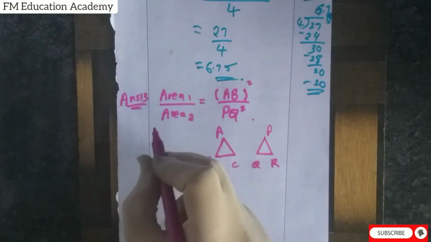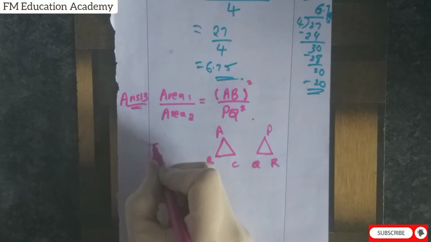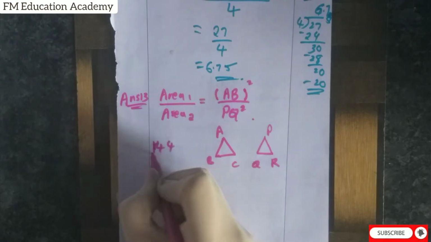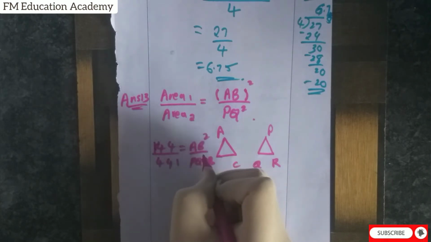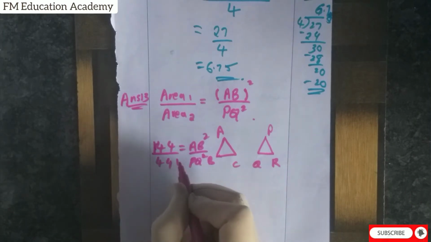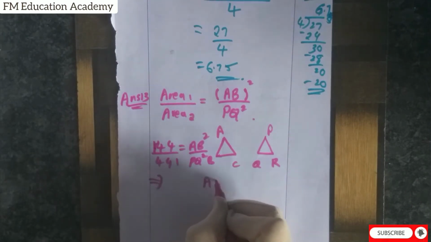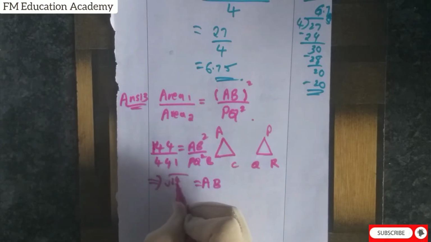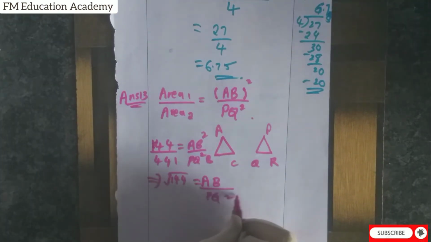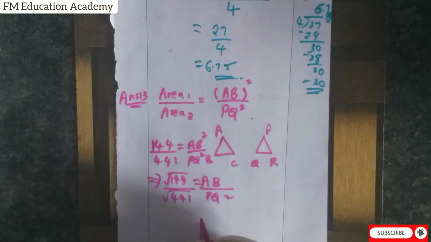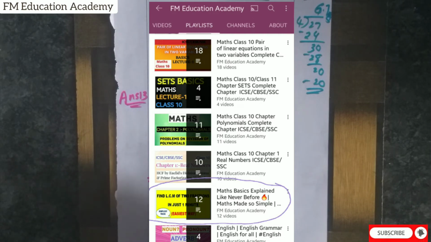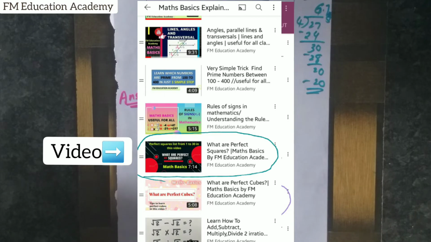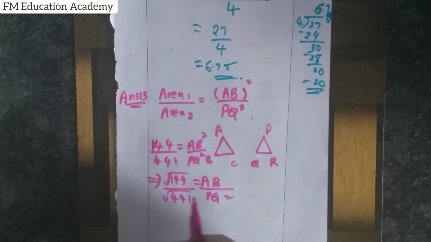So the squares of the corresponding sides are given by AB square and PQ square. Area 1 is the area of the first triangle, area 2 is the area of the second triangle. So here the area ratio is given as 144 by 441 in the question, and I have to find AB by PQ. But we know AB square by PQ square is 144 by 441. So when the square goes outside it becomes a square root, and you should remember the square roots. The list of squares is given in the Maths Basics playlist on my channel. You can go and watch that video and learn squares till 25. So the square root of 144 here is 12, and the square root of 441 is 21.